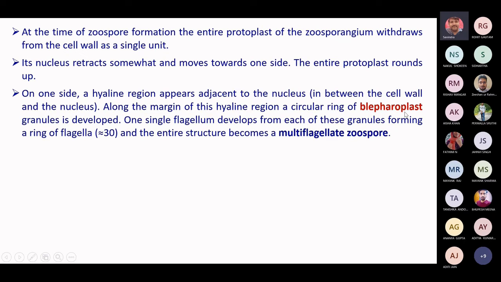Do you know what a blepharoplast is? I told you about it in Oedogonium, sorry, in Chlamydomonas. Yes, sir. Basal body, especially the basal body of a flagellated cell. Yes. These are those granules from which individual flagella will arise. So there will be approximately 30 blepharoplasts, which will give rise to 30 short flagella, and that's why you will see a multiflagellated zoospore.